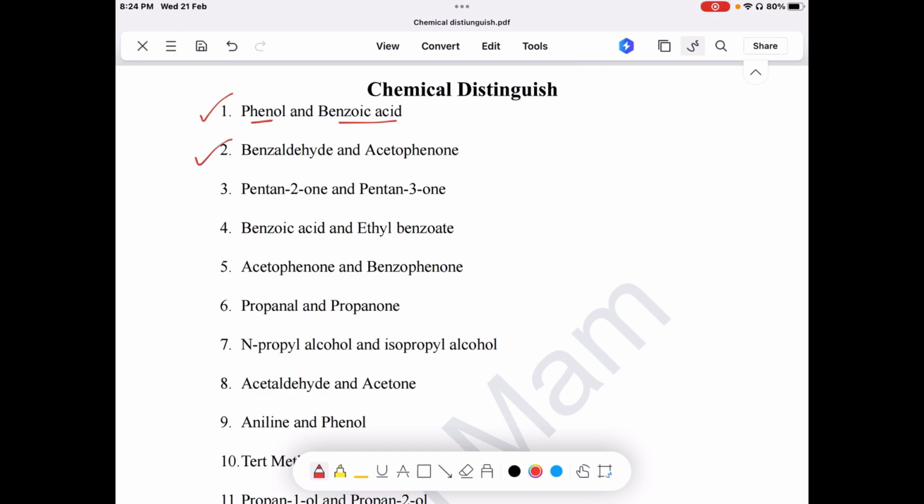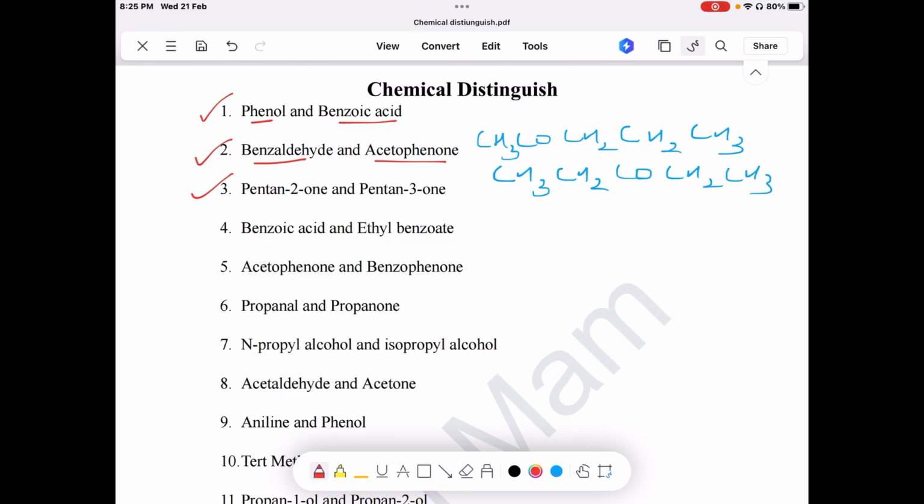Next one is benzaldehyde and acetophenone. Benzaldehyde is an aldehyde, so it gives the Tollens test, and for acetophenone, the acetyl part is there, so it gives the iodoform test. Pentan-2-one and pentan-3-one. Pentan-2-one is CH3CO CH2 CH2 CH3. And pentan-3-one is CH3 CH2 CO CH2 CH3. In case of pentan-2-one, we have a methyl ketone. So pentan-2-one gives the iodoform test.